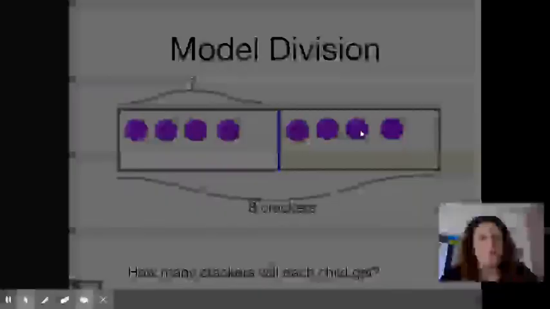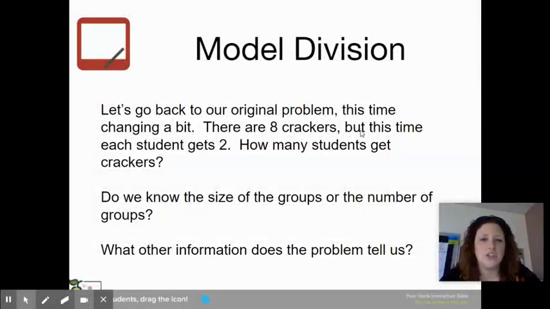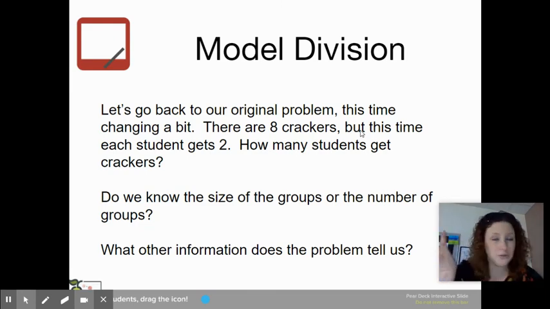But let's change the problem a little bit. And now let's imagine each kid gets 2 crackers. There's still 8 crackers. And now every child or student is going to get 2 crackers. But we do not know how many students there are. The question says, how many students get crackers?